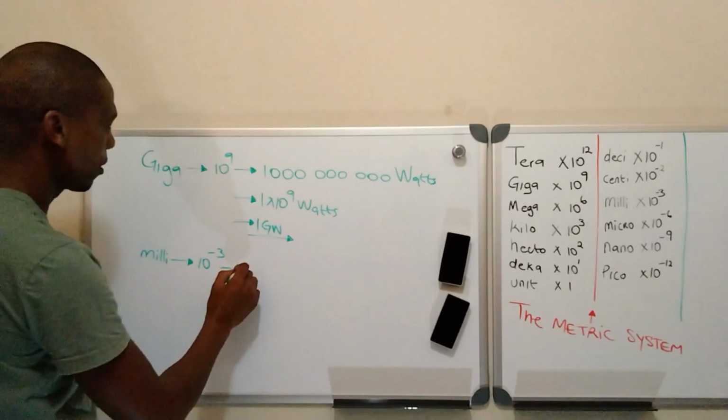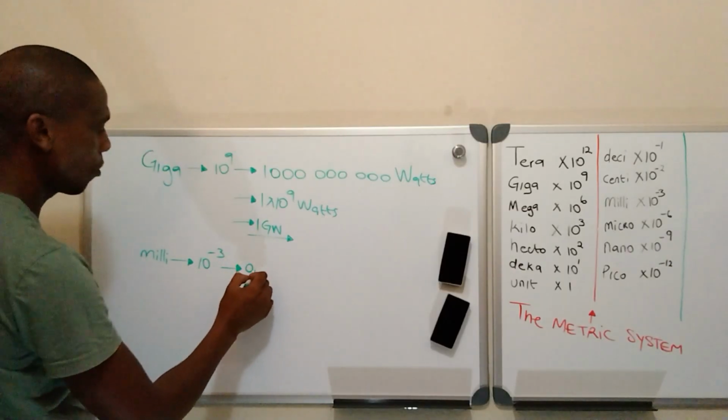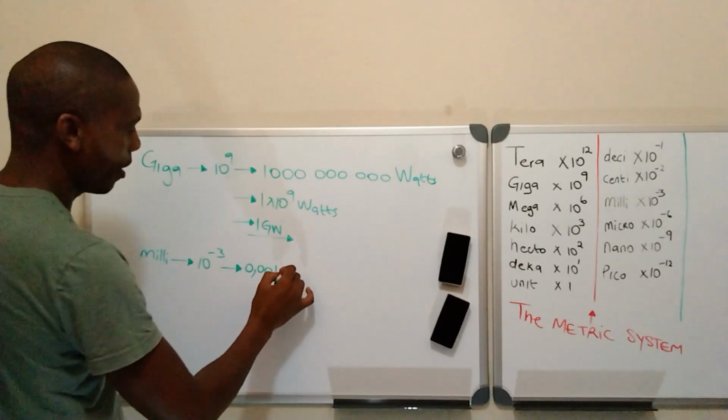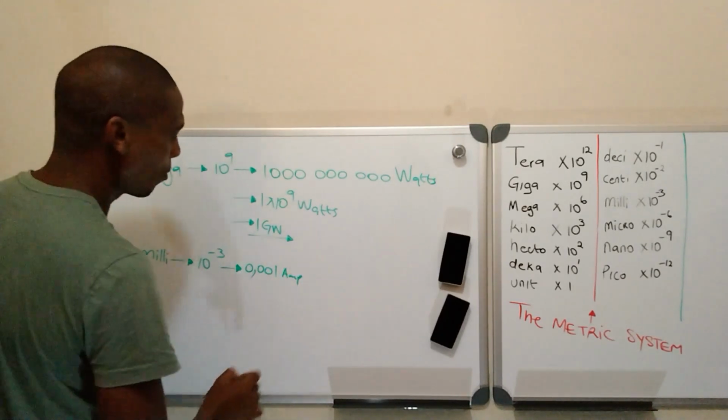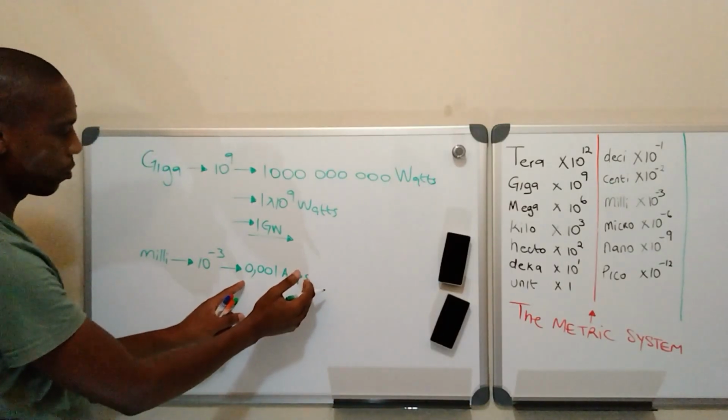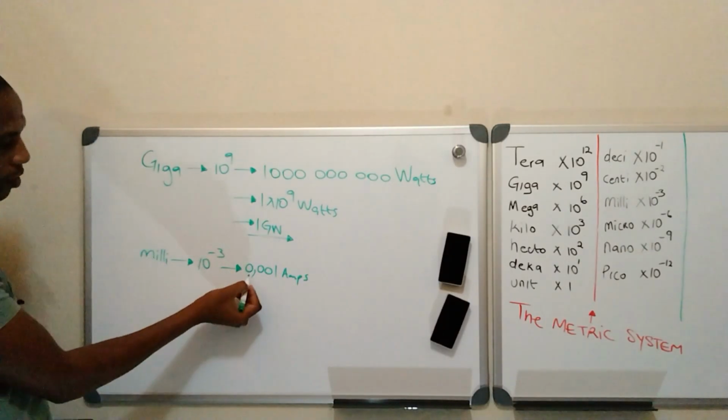So we write it like this: 0.001. Let's say amps. Amps is current. Now this is your answer. You see, it's still big, so you can make it small. Now you see this one has a comma.